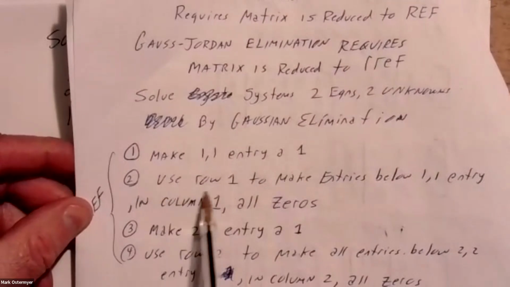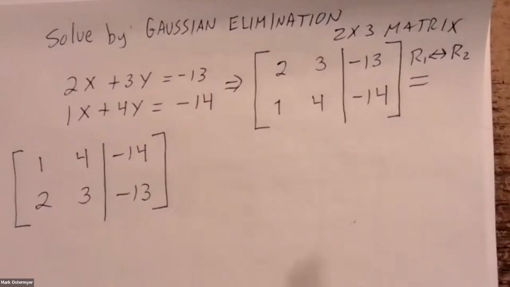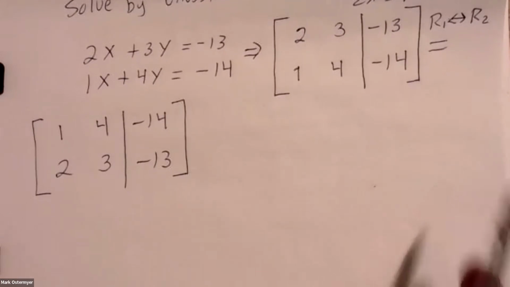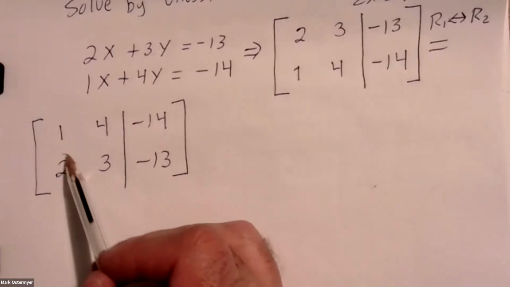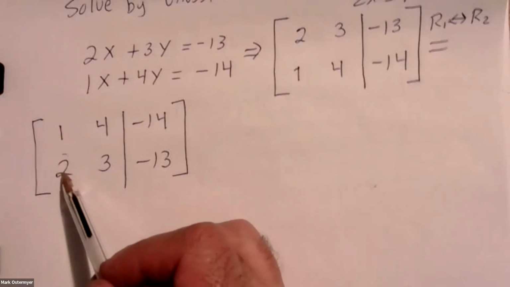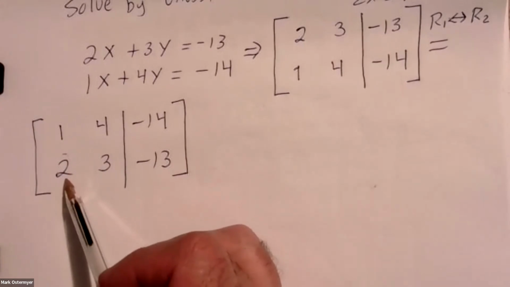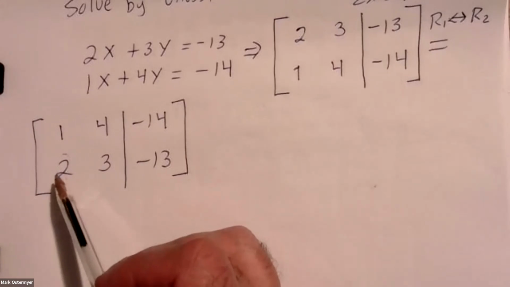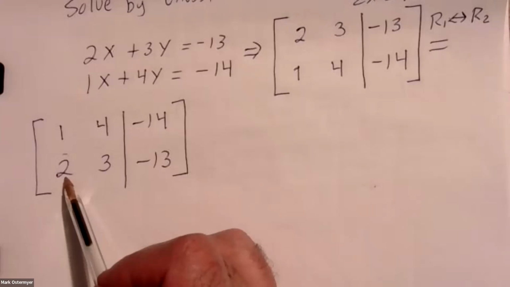Now, the second step, we're going to use row 1 to clear out the rest of column 1. In other words, we're going to use row 1 in a valid elementary row operation to make the 2, 1 entry down here become a 0. We want to clear out the rest of column 1 below the main diagonal, which is the main diagonal element 1, 1 here. What do I have to add to 2 to make it 0? Negative 2. And where am I going to get that negative 2 from?